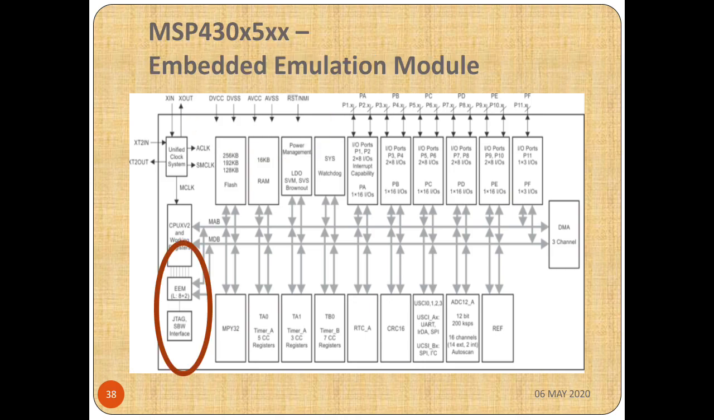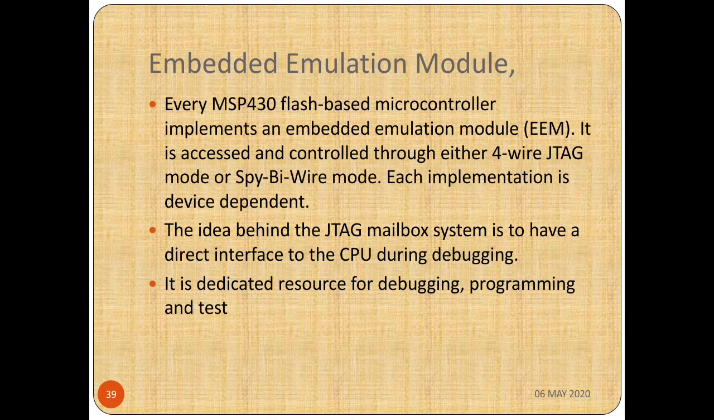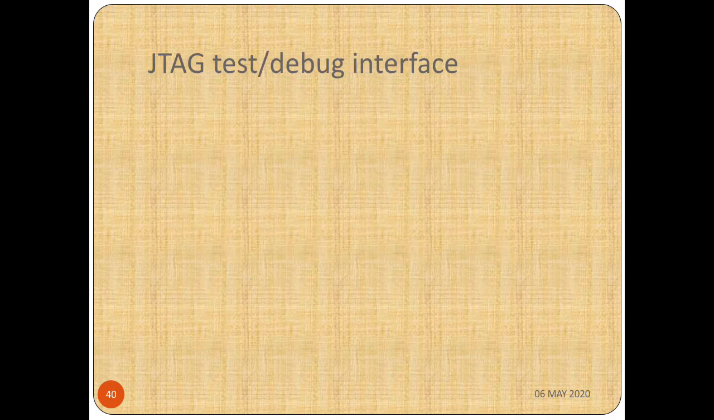And then the last one, that is the embedded emulation module. The embedded emulation module is used for accessing and controlling the debugging process. This block provides interfacing of external devices with the CPU during the debugging process. For providing this interfacing with external devices and the CPU, we use 4-wire JTAG and Spy-Bi-Wire. These two interfaces are used for the debugging process.